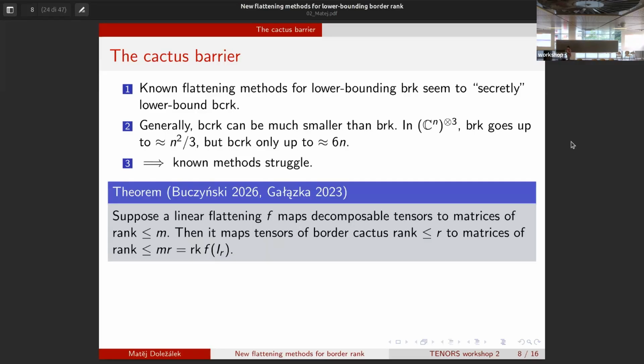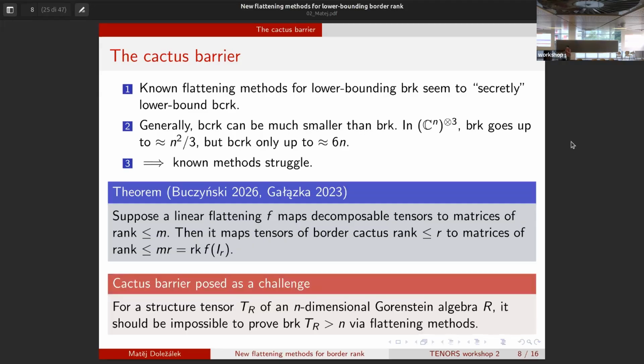And recently, sort of a more formalized statement of this problem is present in, I think, the thesis of Gałązka and in a recent paper of Buczynski. It is this: if I have a linear flattening F, and I say that it maps decomposable tensors to matrices of rank M, so this is the rank on the Segre variety, then if I look at tensors of border cactus rank up to R, it will only give me matrices of rank up to M times R, which is indeed the rank that the R times R identity tensor, that's what I mean by this I_R, should get. So this is a formalized statement that's telling me I cannot succeed if I have low border cactus rank in lower bounding border rank.